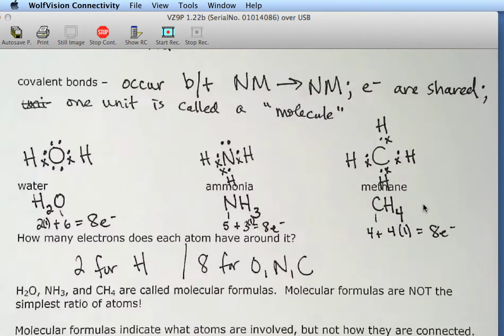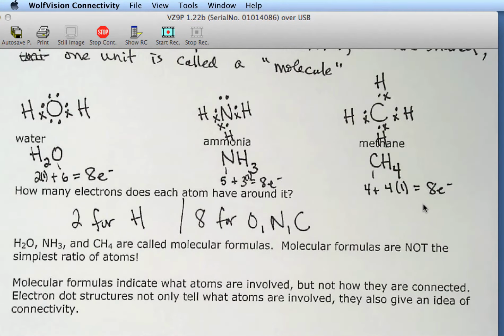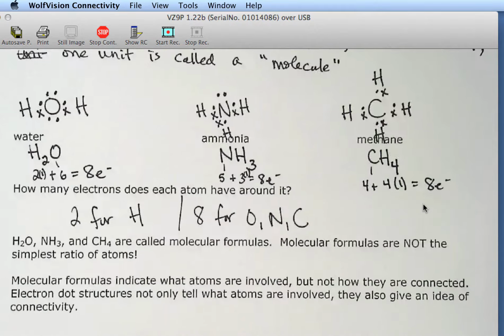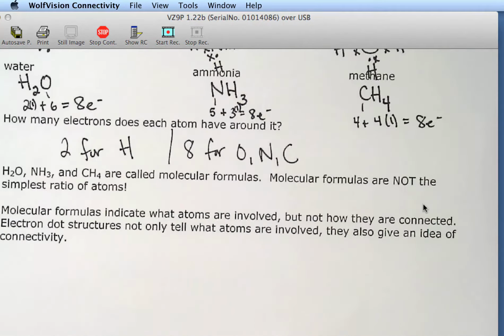All right, so then I go into water, ammonia, and methane. So H2O, NH3, and CH4 are called molecular formulas. And I mentioned this earlier: molecular formulas versus ionic formulas. Molecular formulas are not the simplest ratio, so not at all. And we'll go through a lot of examples of these.